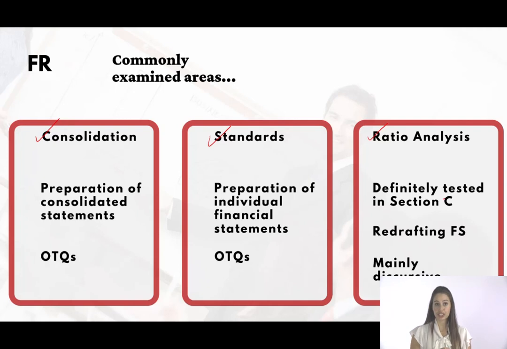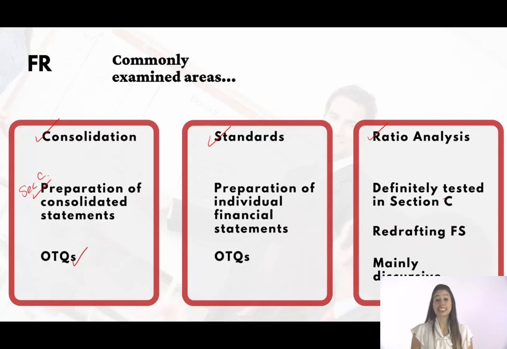So consolidation can definitely be tested in section C, where you're going to need to prepare a consolidated financial statement, either a P&L or an SOFP or a combination of both. Then they will definitely be tested in your section A and B as well. You'll see consolidation there.